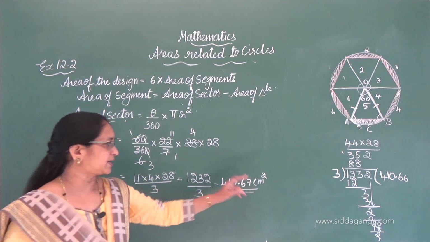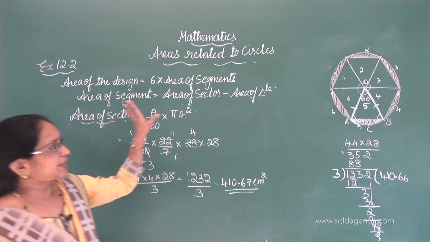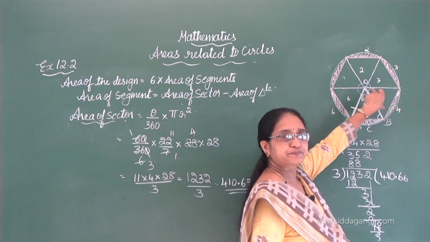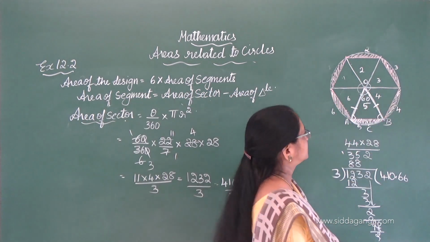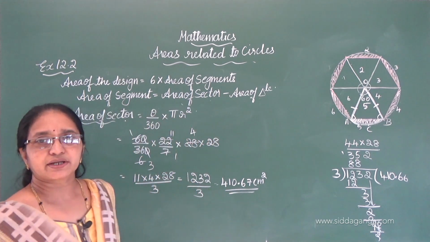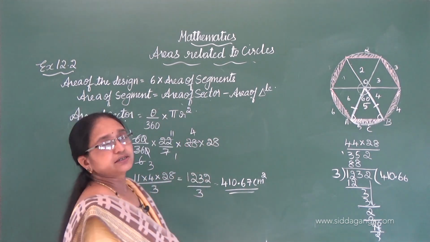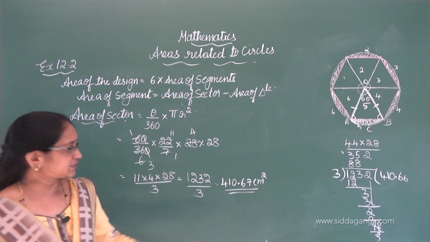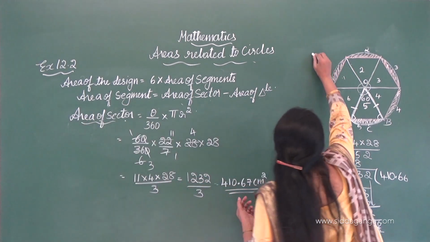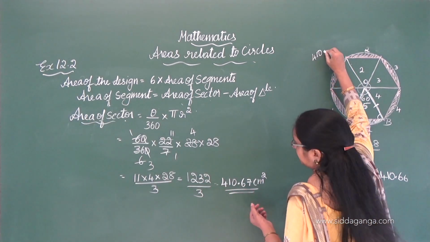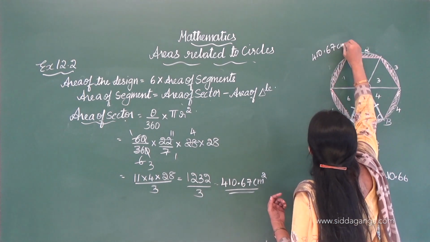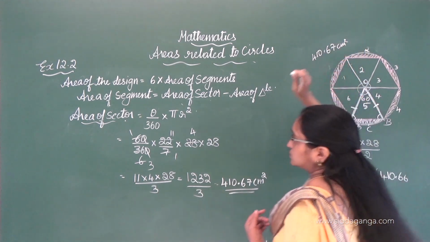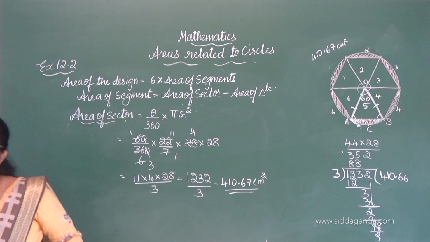410.67 centimeter square. This is the area of the sector. Next we are going to find the area of the triangle. So I am going to write this here, 410.67 centimeters square, because I am going to rub this.